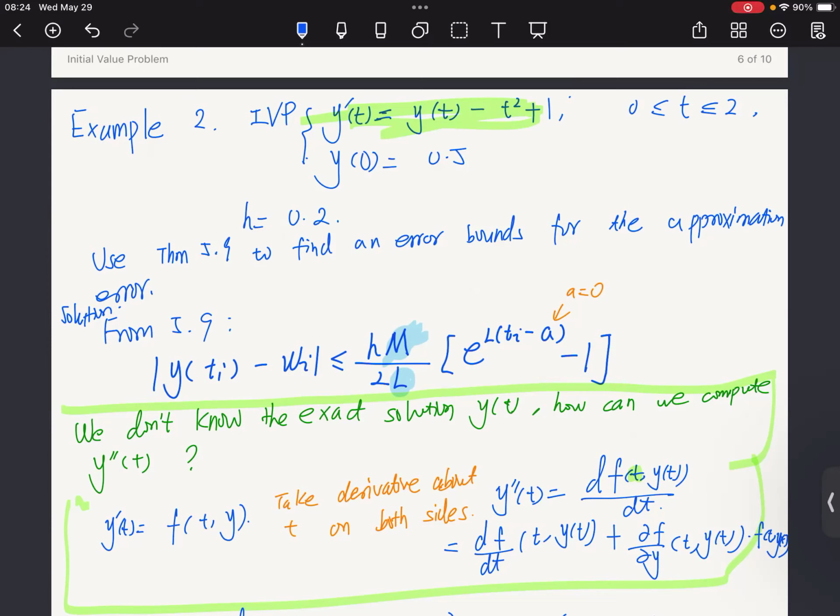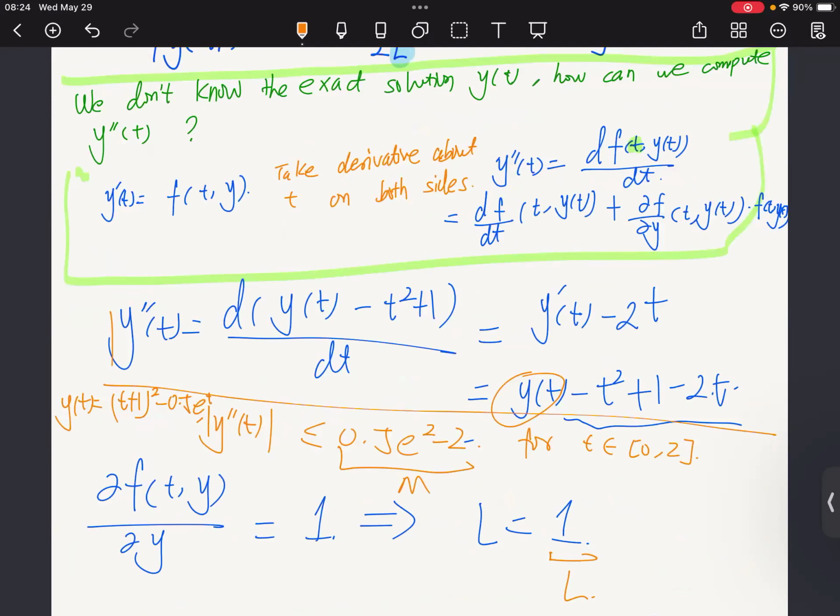Here for this one, the textbook has already given the exact solution, and the exact solution for this question is this. After we calculate the second derivative and bound it, you will see the bound should be the thing we write out here.